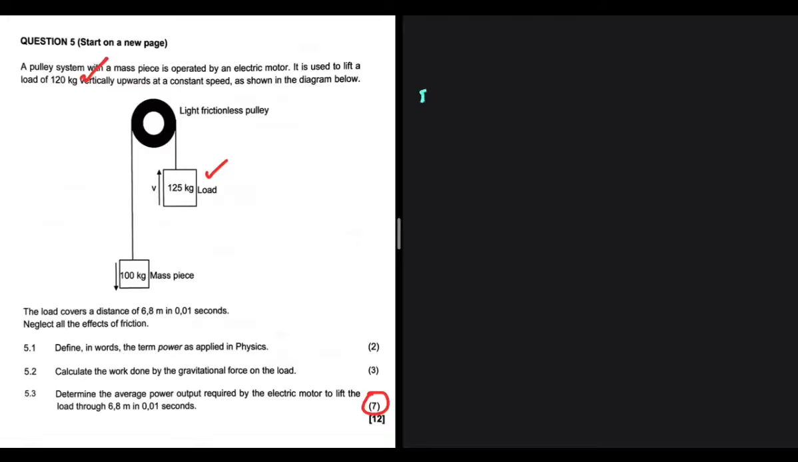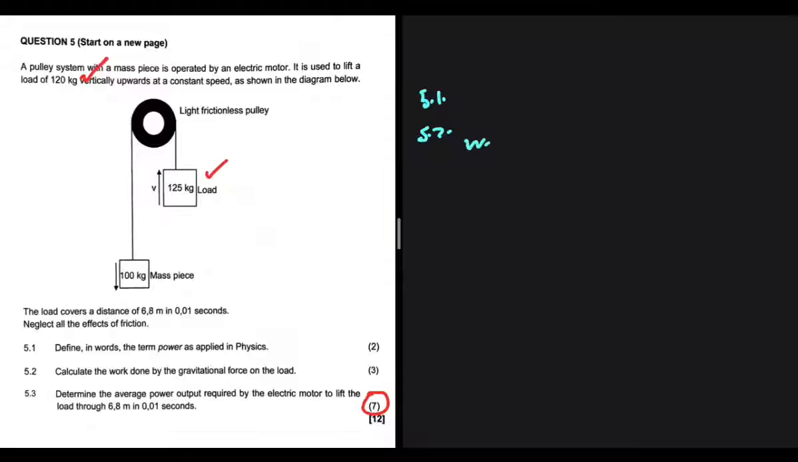The first question, 5.1, defining the term power as applied in physics. That is the rate at which work is done. Power is the rate at which work is done. Let's move to 5.2. Calculate the work done by the gravitational force on the load. So what am I supposed to use now? Am I supposed to use 125? Am I supposed to use 120? It's just a mess. Okay, fine.